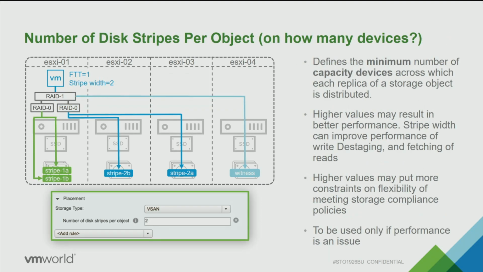Now, number of stripes per object. This is something that often gets misunderstood. What this will do is try to find additional disk groups to place that data on, additional capacity devices. It could be on the same host. In the example of the green mirror there, you can see that it found different drives in the same host to stripe across, but in the case of the blue copy, it actually chose different hosts.